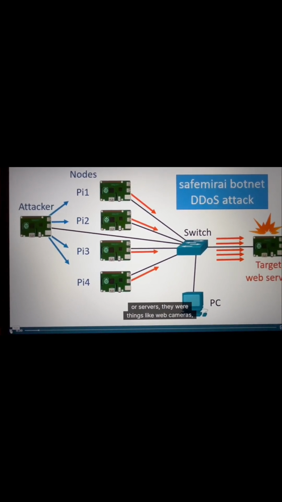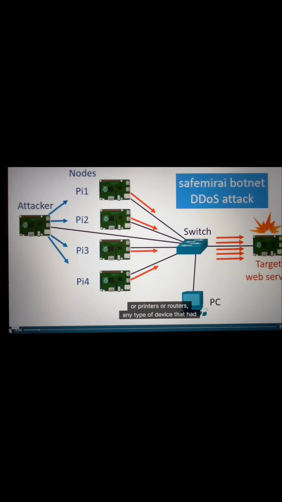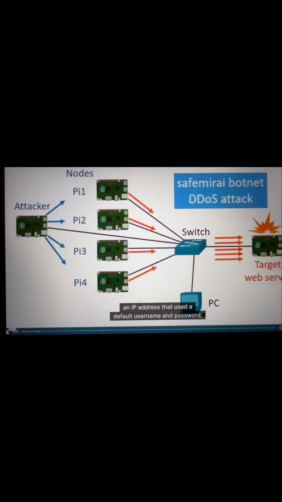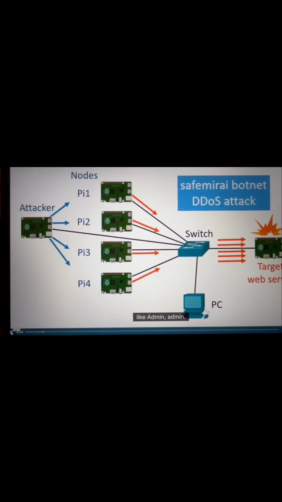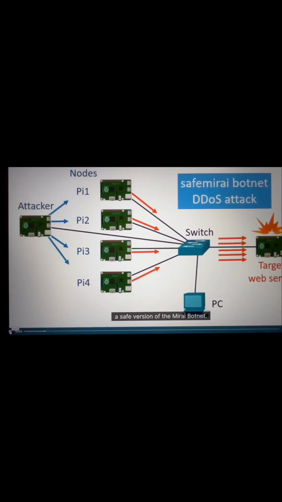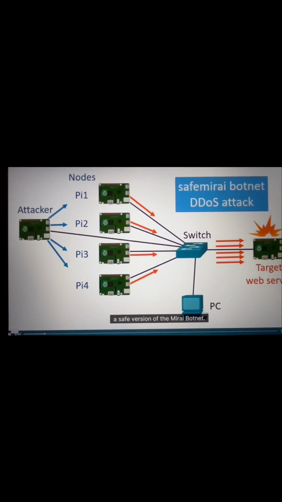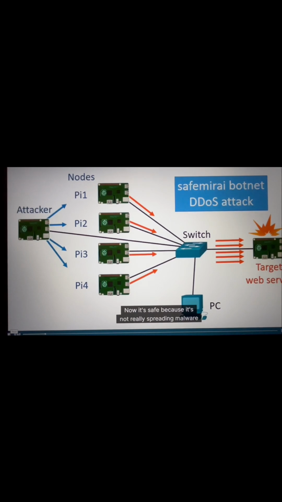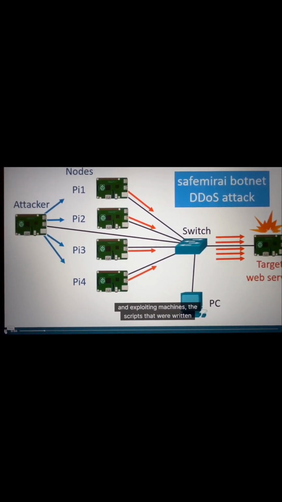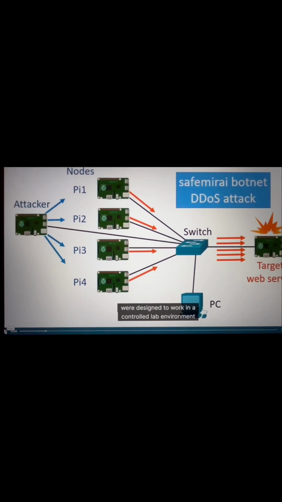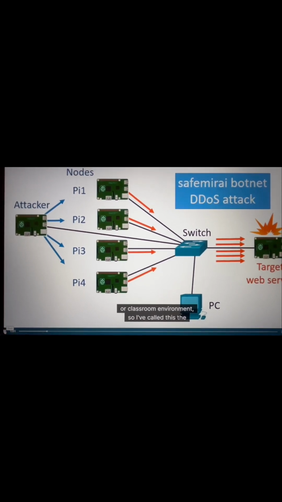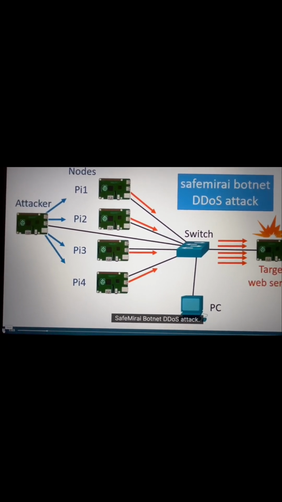They were things like web cameras or printers or routers, any type of device that had an IP address that used a default username and password like admin. Now in this DDoS attack, I'm going to use a safe version of the Mirai botnet. It's safe because it's not really spreading malware and exploiting machines. The scripts that were written were designed to work in a controlled lab or classroom environment. So I have called this Mirai botnet DDoS.